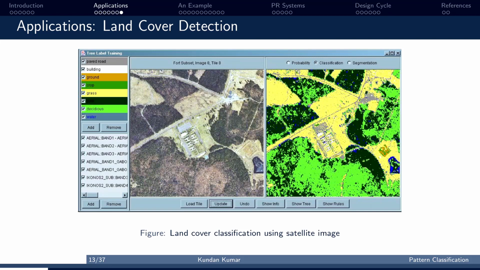In this image you can observe that there are different areas like grass, crop, ground, buildings. So these types of areas can be classified. They can be distinguished in the images from the satellite, and these images are captured from the satellite. And now these days we have very good satellite images, very high resolution images.